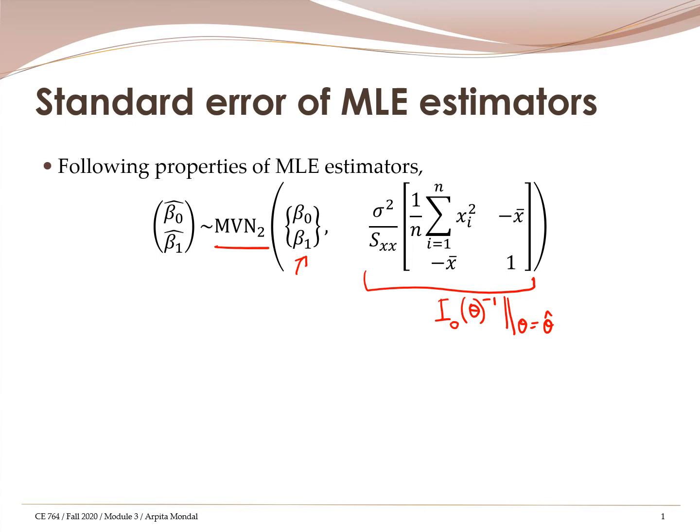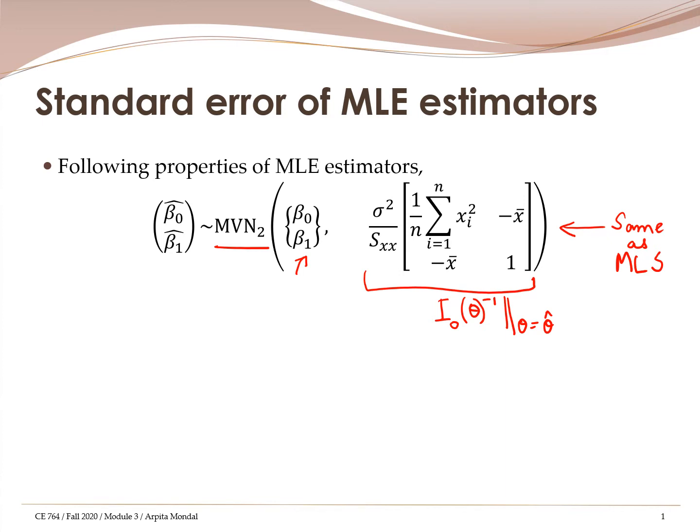So this is how we get the variance covariance matrix, and we know that the diagonal terms of this matrix give us the variance of the individual estimators. So if you use those expressions in the diagonal terms, then we will see that the standard errors of these estimators, beta naught hat and beta 1 hat, that we obtained from the method of maximum likelihood estimation are exactly the same as the method of least squares estimates, the method of least squares standard deviations.